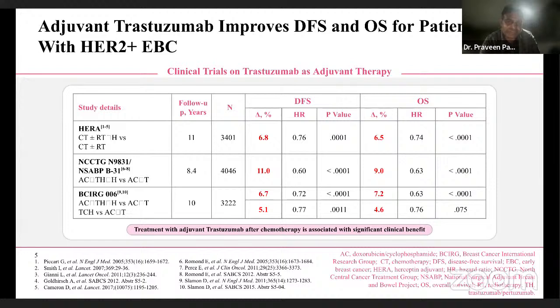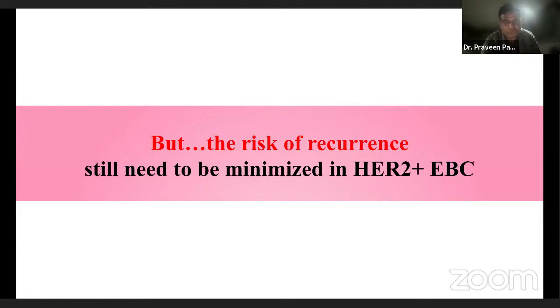We get a disease-free survival benefit to the tune of 7 to 10% with the addition of trastuzumab. The OS is also significant, to the tune of 6 to 10%. More benefit in stage 3, less in stage 2, but still all these groups were benefiting from the addition of trastuzumab. So trastuzumab improved the DFS and the OS in this group of patients. But still we know that many patients recur, and they recur in the form of stage 4 cancer only.